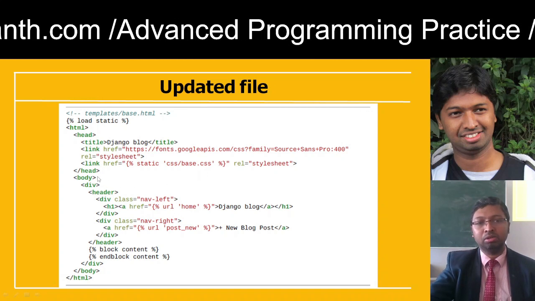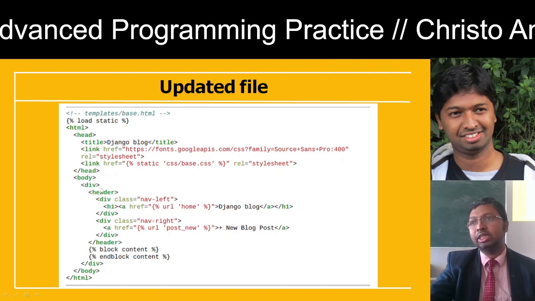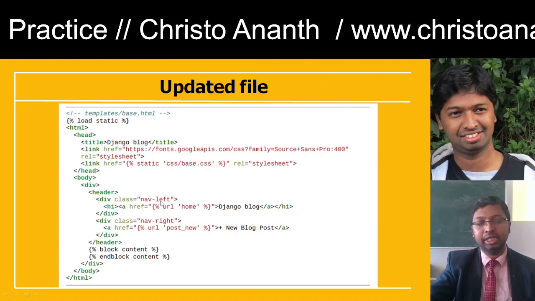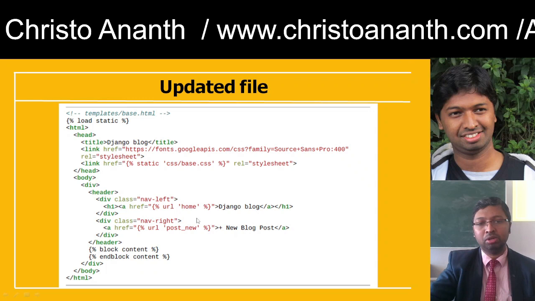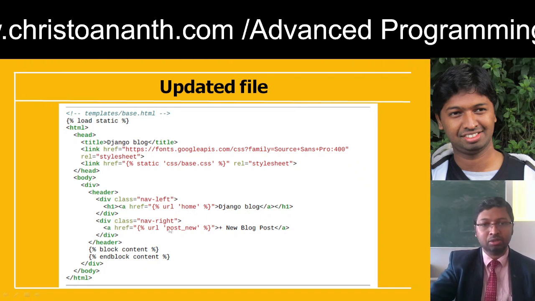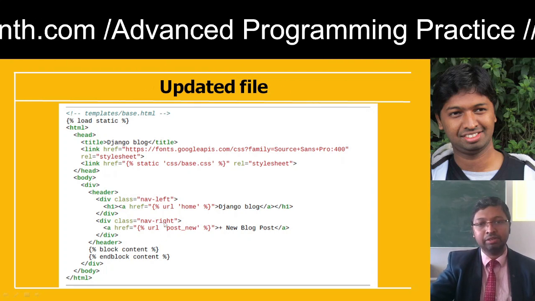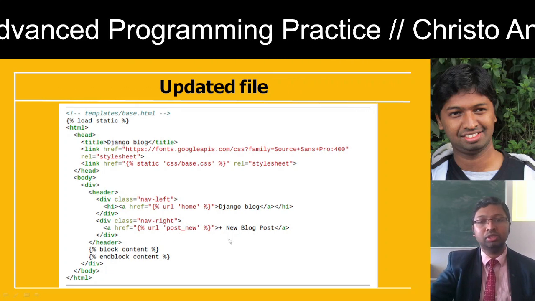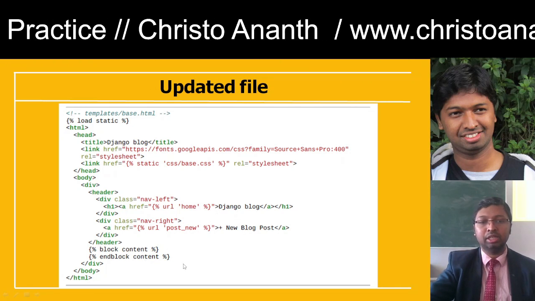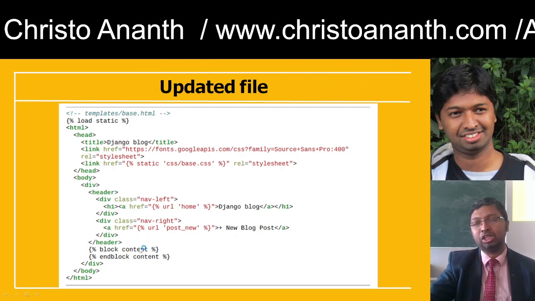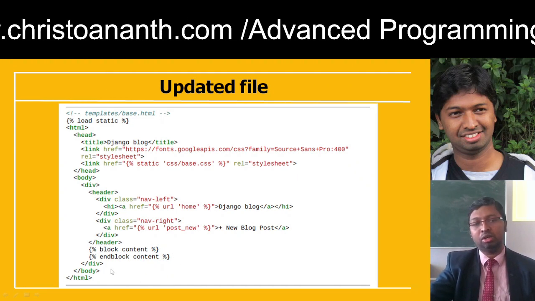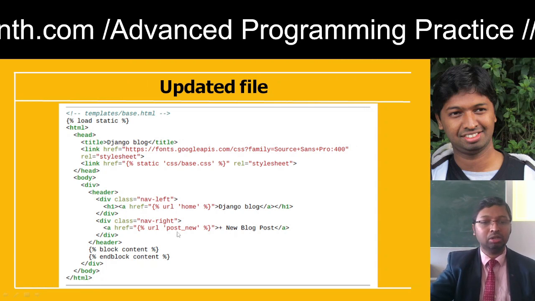Then you close the head, start with the body, div tag, header tag, div class is equal to navigation left, and then h1 a href the URL home, the Django blog, close the div tag. Then you have the div class is equal to navigation right, a href the URL post new, which is nothing but the new blog post, and then close the div and close the header. Then, in order to prevent the XSS attack, you will have this block content and then end block content. Close the div, close the body, and then close the HTML.